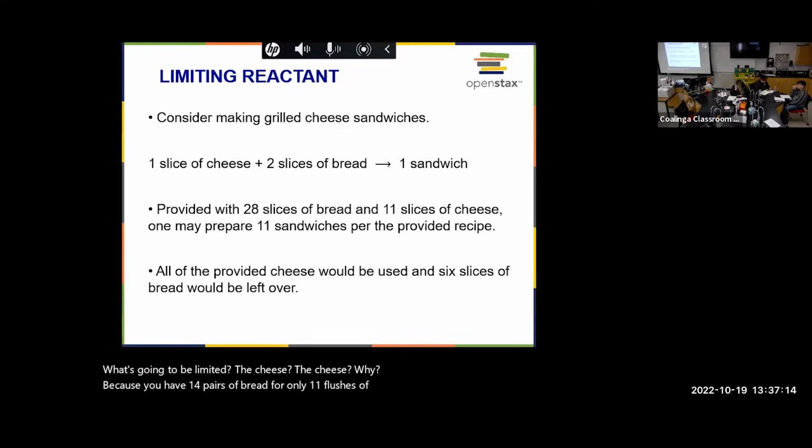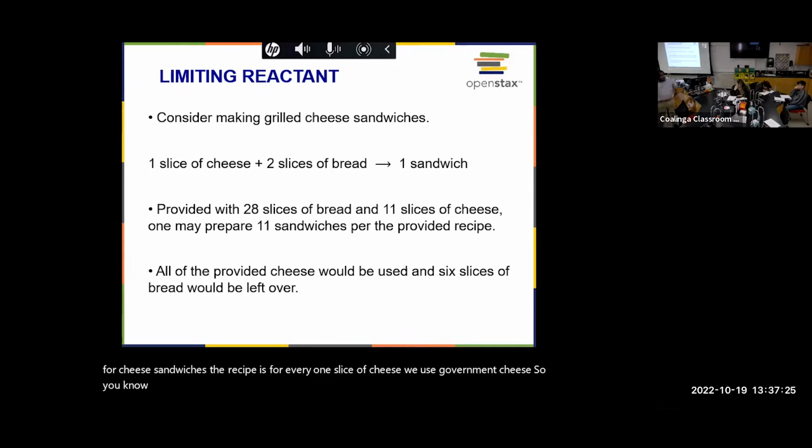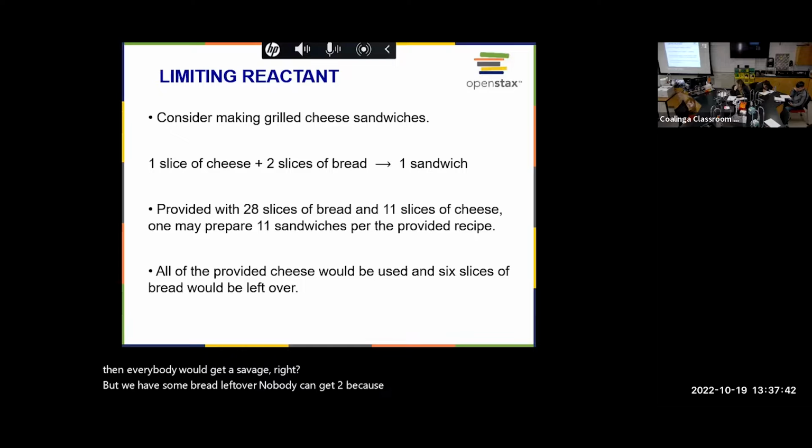Because we know for cheese sandwiches, the recipe is for every 1 slice of cheese, we use 2 slices of bread, and that would make 1 sandwich. It was government cheese, those big old chunks of cheese. If we had 11 slices of cheese, cutting 11 slices from the big block, then everybody would get a sandwich, right? But we'd have some bread left over. Nobody could get 2 because we didn't have enough what? Cheese. So the cheese would be limited.